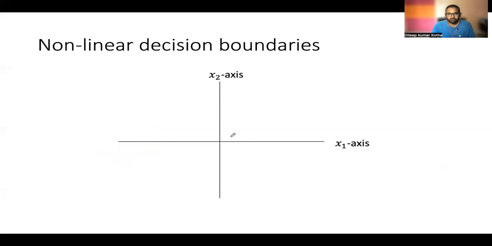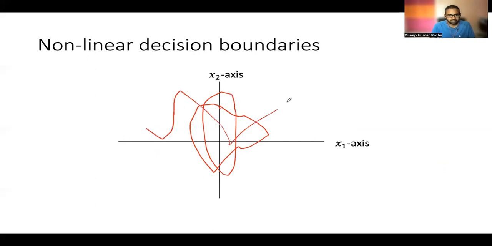Now, if we take much more complex polynomial equations, this will result in much more complex decision boundaries. It might give us a nice ellipse like this, or it can be much more complex, like this. So based on the order of polynomial we take, the decision boundaries will be much more complex as well.